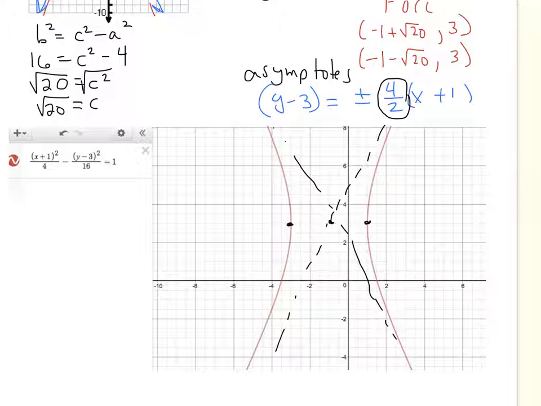Okay, so that's all for hyperbolas. Definitely the hardest section because it's the most bizarre. Very few shapes take the shape of a hyperbola. But in advanced math, it's a really important one. So if you have questions, please let us know.